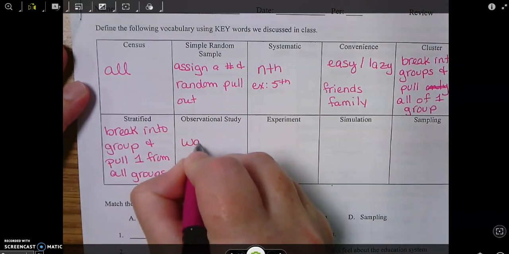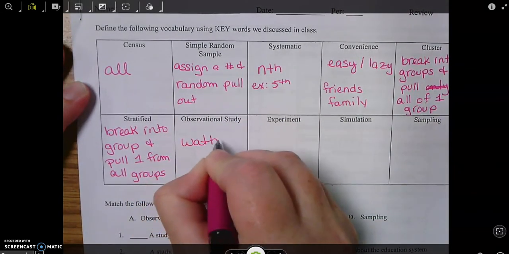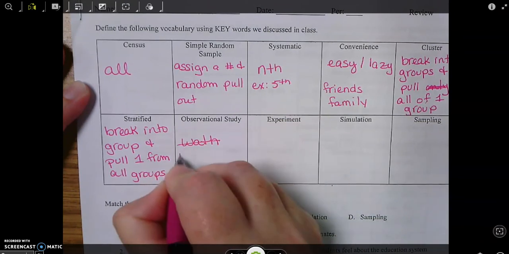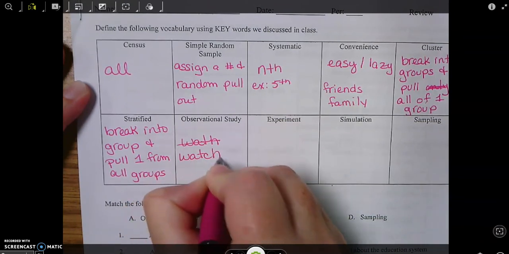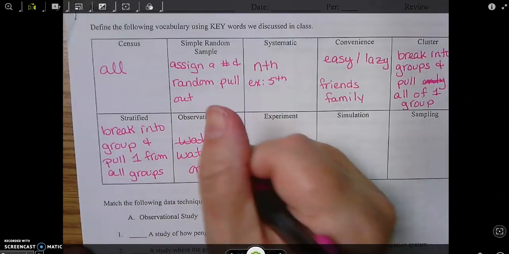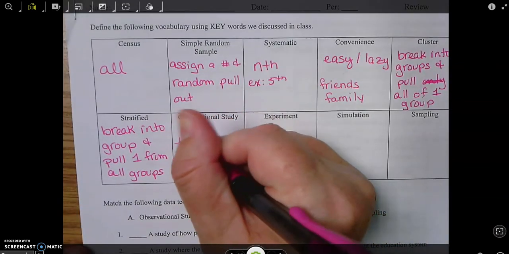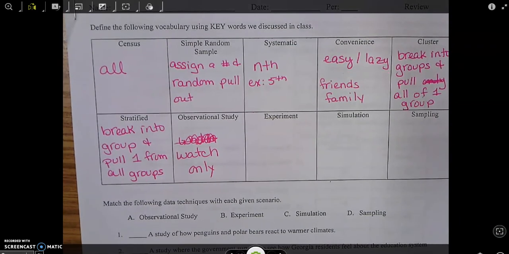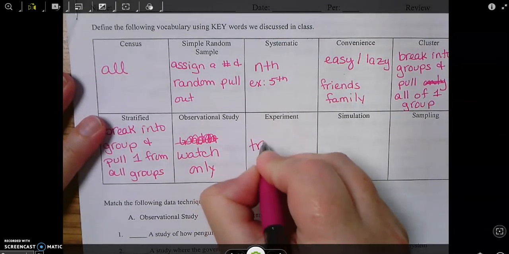Observational, you only watch. I am not a speller, as you can tell. Let's try this again. Watch. But you don't meddle. So if we're just watching people walk, you don't interact with them. You only watch. Experiment is when a treatment is provided.